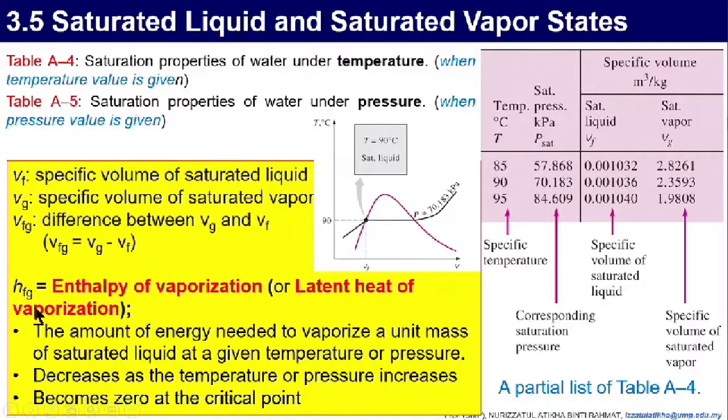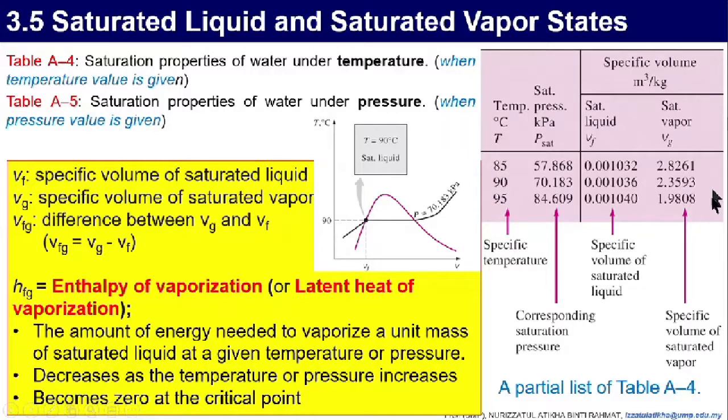What is HFG? HFG is enthalpy of vaporization or latent heat of vaporization. It means the amount of energy needed to vaporize a unit mass of saturated liquid at a given temperature or pressure. It decreases as the temperature or pressure increases and becomes zero at the critical point.